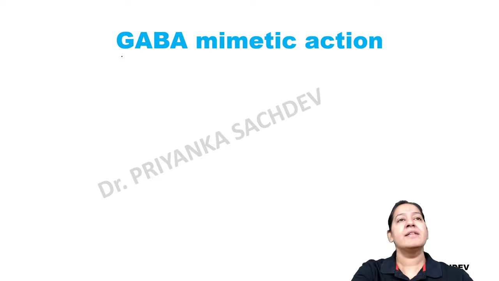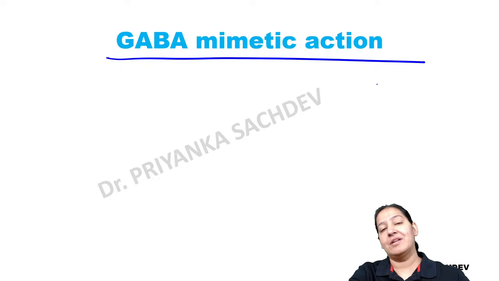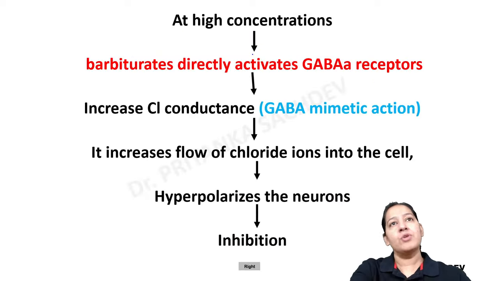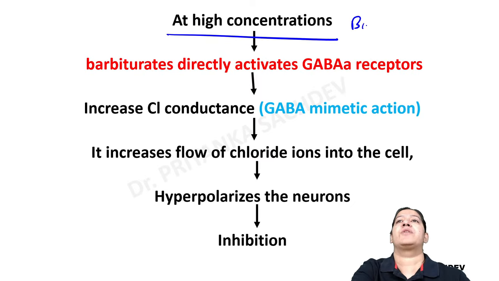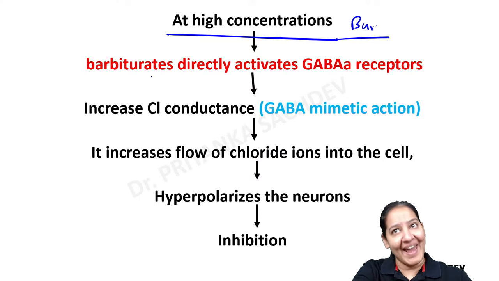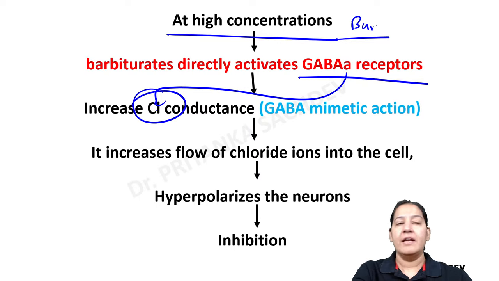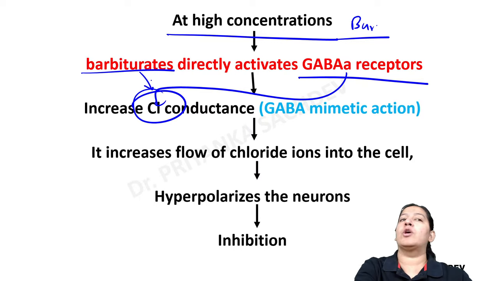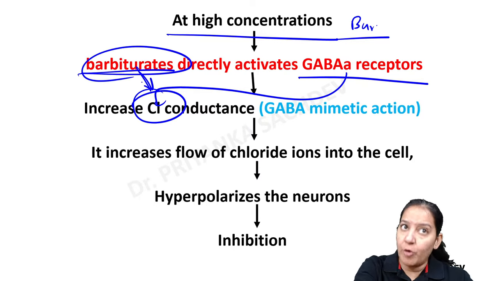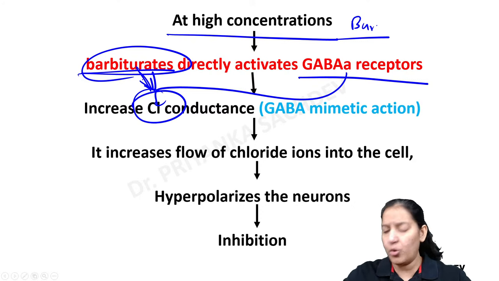The action is exaggerated. The second thing is GABA mimicking action, not facilitating. It is mimicking. So at high concentration, if you give the same barbiturate, it will directly go to the GABA receptor and it itself will open the chloride channel. Barbiturate is not asking GABA to open the chloride channel. Barbiturate itself is opening the chloride. It tells GABA, you are not managing, step aside, I will open it.